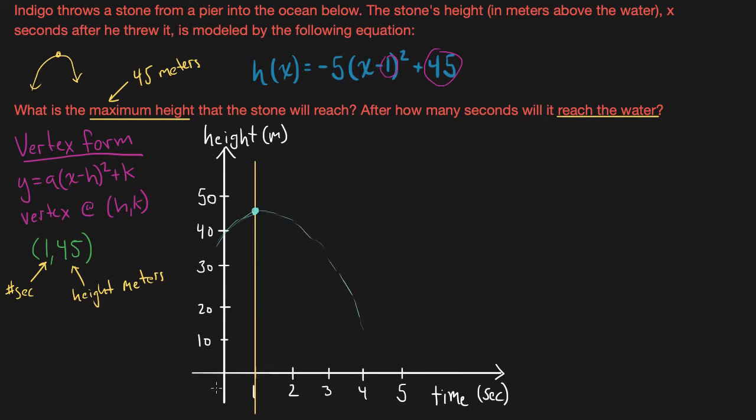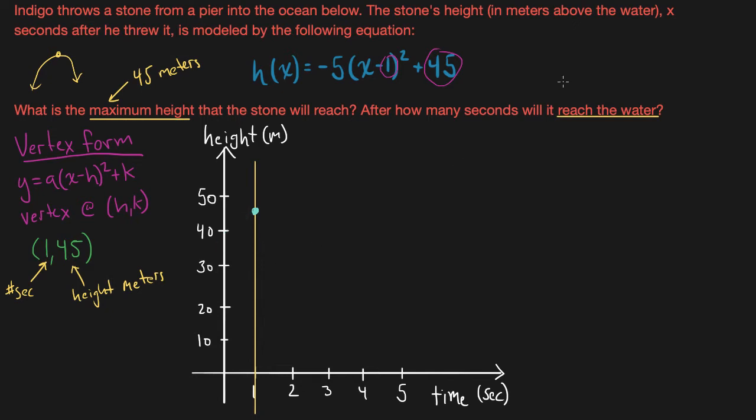And this line down here, the x-axis, is where y is equal to 0. That's the surface of the water. So we want to find out after how many seconds, or what will the x value be when that stone reaches the water. We don't know what that is yet. I've just sketched this out as a guess maybe. So I'm going to delete this and we'll actually calculate it out.